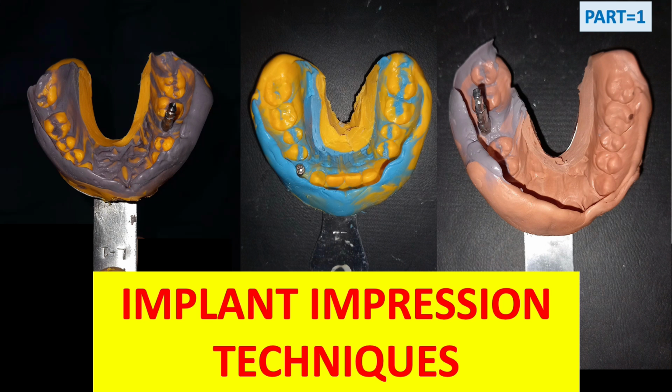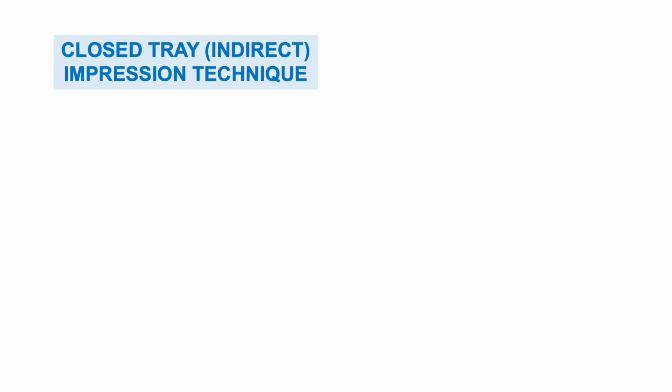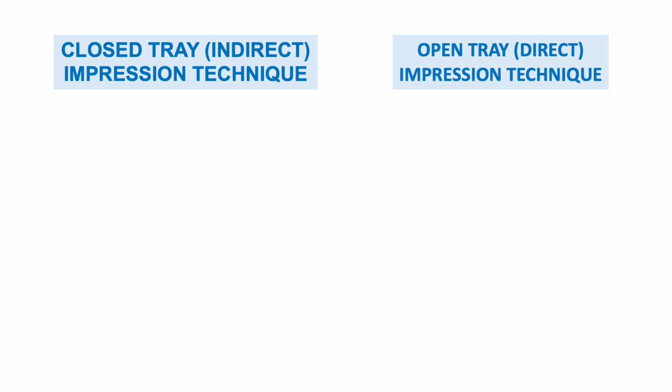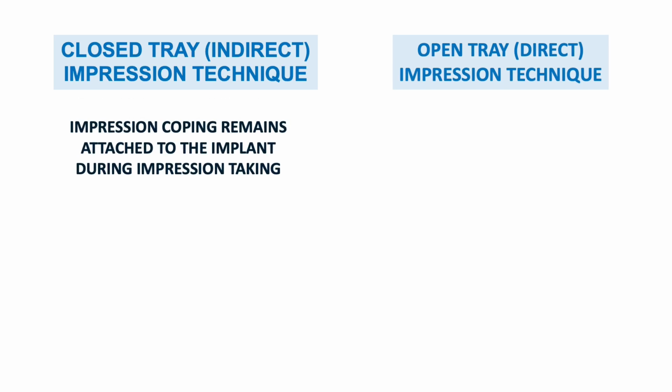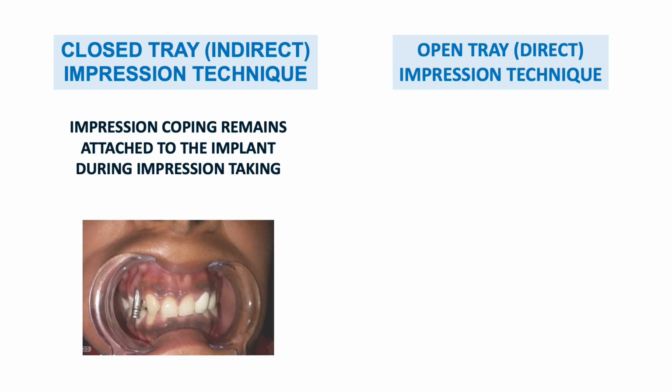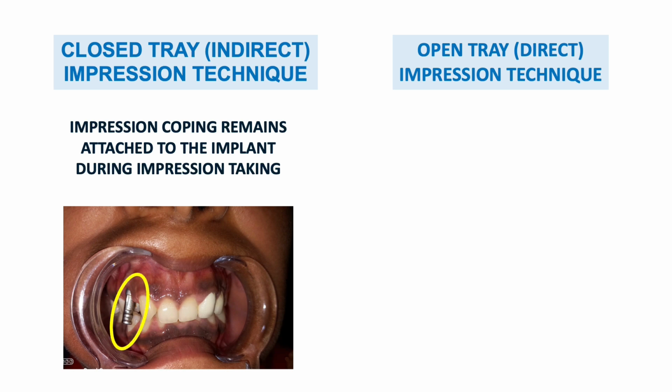Basically, we have three types of technique for implant impression. First one we have closed tray, also called indirect technique, and the second one we have open tray, also called direct impression technique. In indirect impression technique, the impression coping remains attached to the implant during the impression. And if you want to know about the impression coping or implant components, I have already posted a video. I'll share the link.